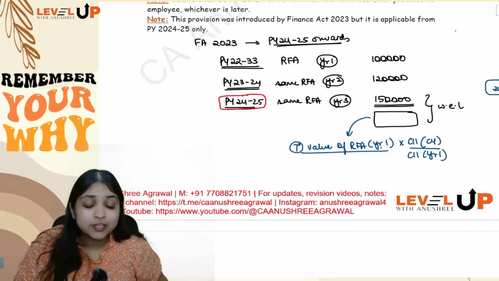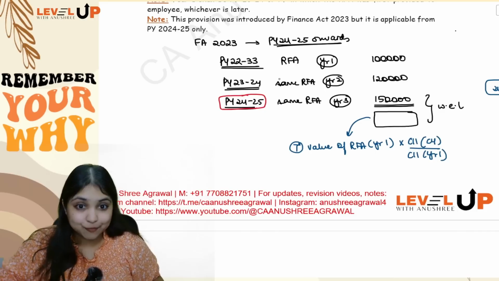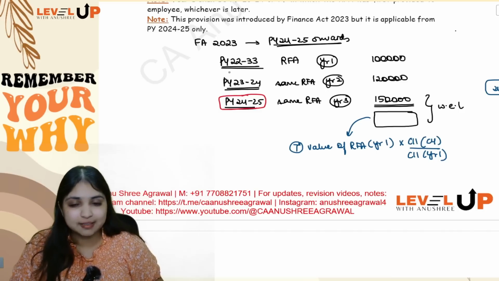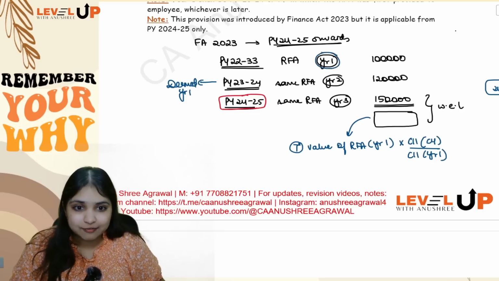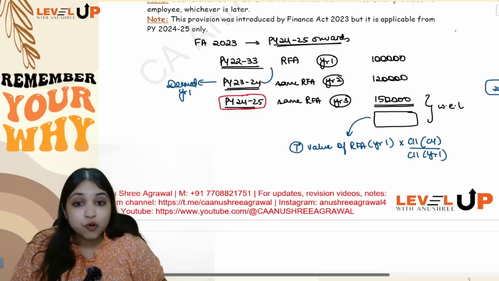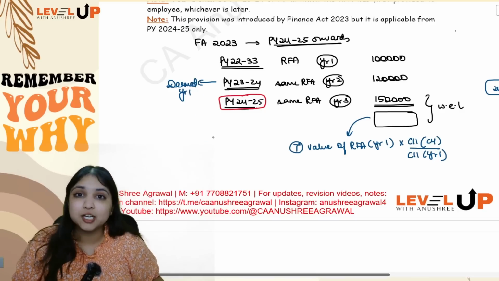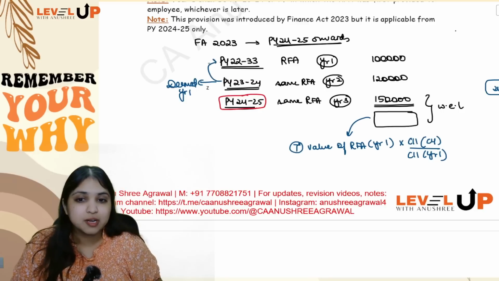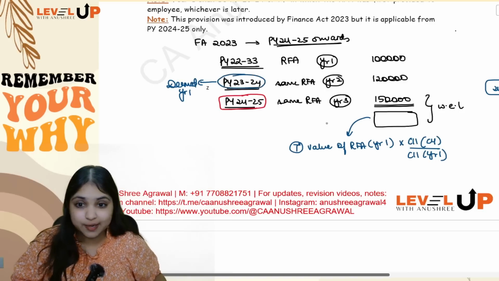Now you tell me, what is the taxable value of RFA in year 1? What is year 1? Year 1 is 22-23, but be careful for the purpose of this calculation. If your year 1 is before 23-24, you will assume 23-24 to be year 1. 23-24 will be deemed to be year 1. If year 1 is after 23-24, then whatever is the first year, you will take that. But if year 1 is before 23-24, then 23-24 only will be deemed to be year 1.